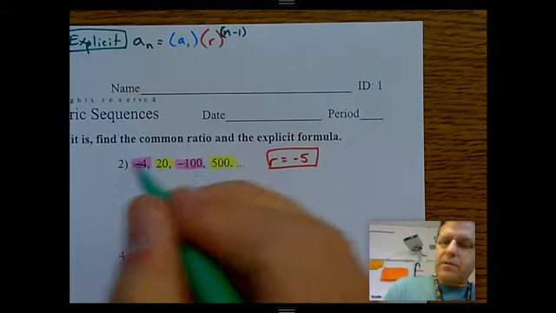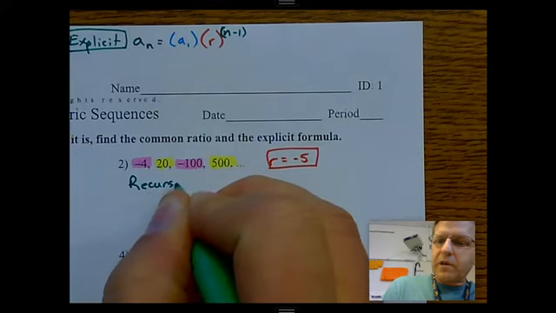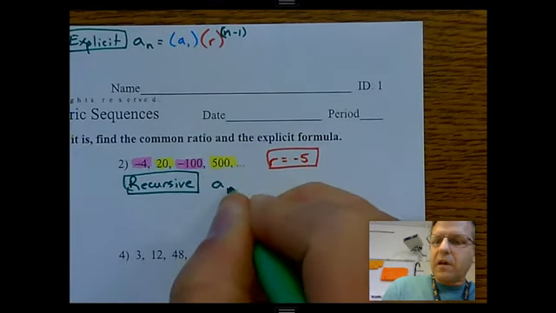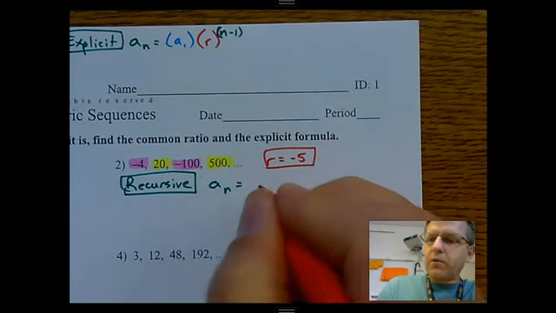Now, the recursive formula says a sub n is equal to, what are we multiplying by?